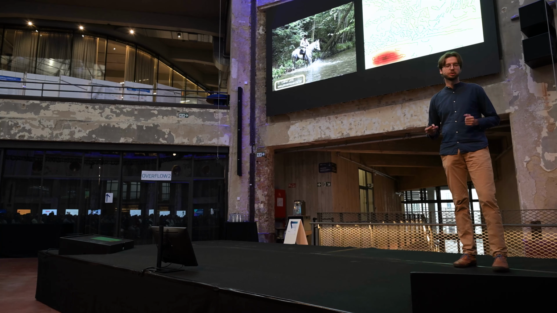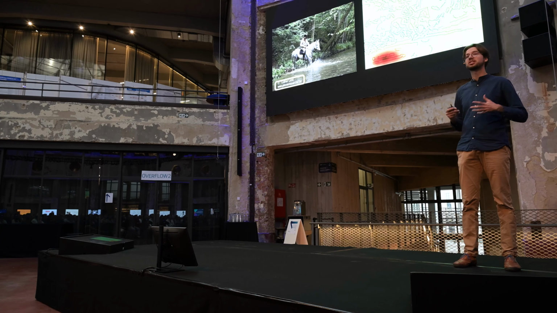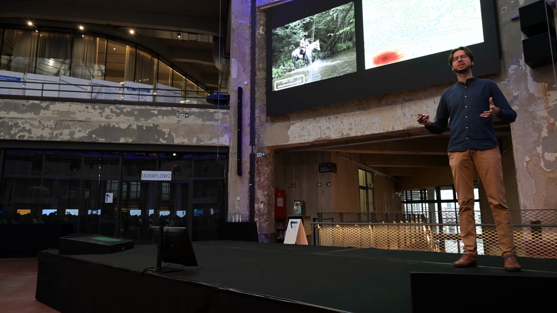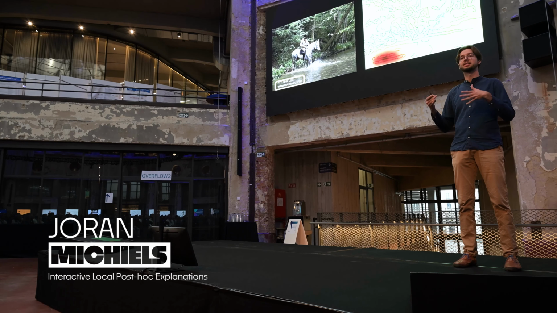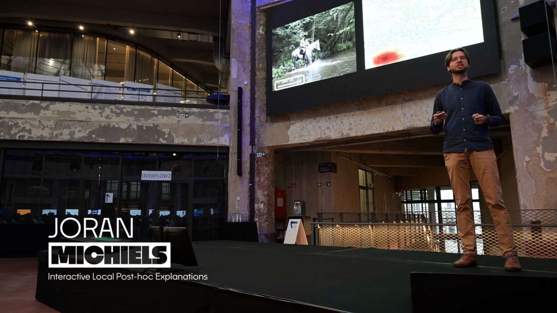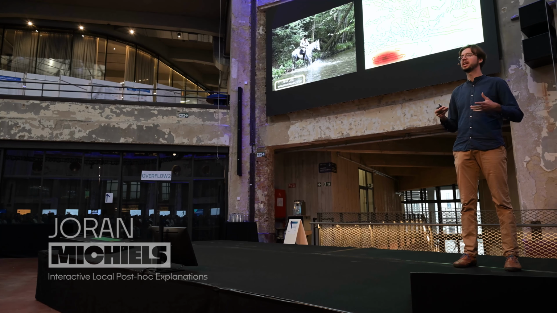Imagine you've just trained your model to correctly classify this image as a horse. But then you look at this explanation and you see something like this. The model is simply looking at a label that is hidden inside of the image. This is very untrustworthy behavior.